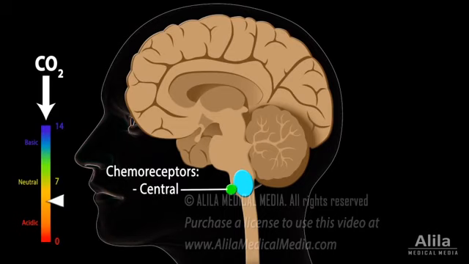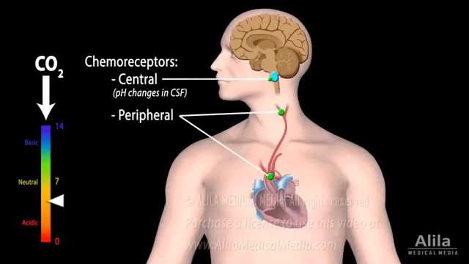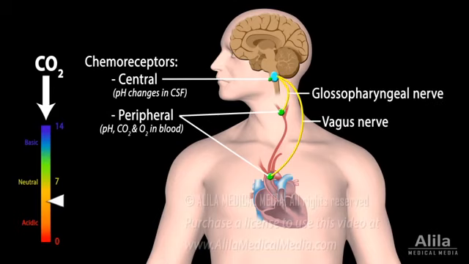Central chemoreceptors located on the surface of the medulla monitor pH changes in the cerebrospinal fluid, while peripheral chemoreceptors found in the aortic and carotid bodies respond to fluctuations in pH, carbon dioxide, as well as oxygen levels in the blood. Peripheral receptors transmit signals to the respiratory center via the vagus and glossopharyngeal nerves.